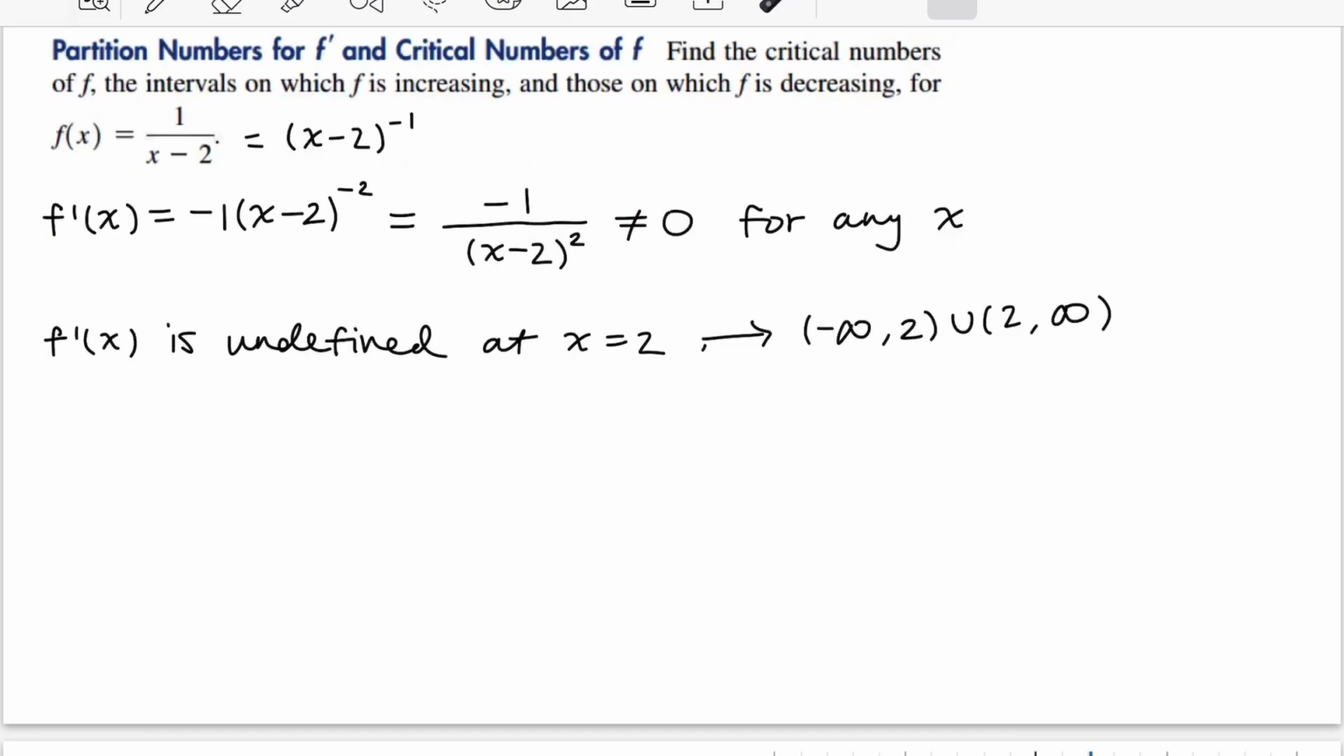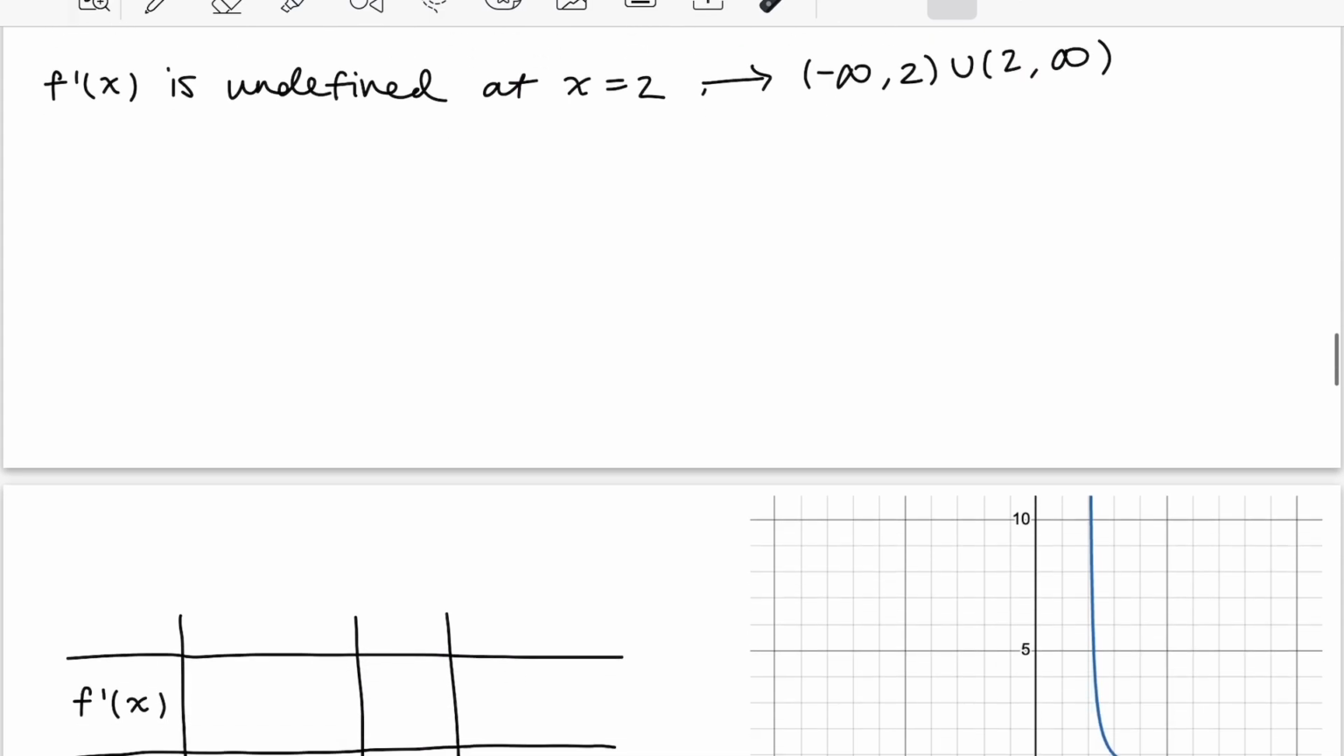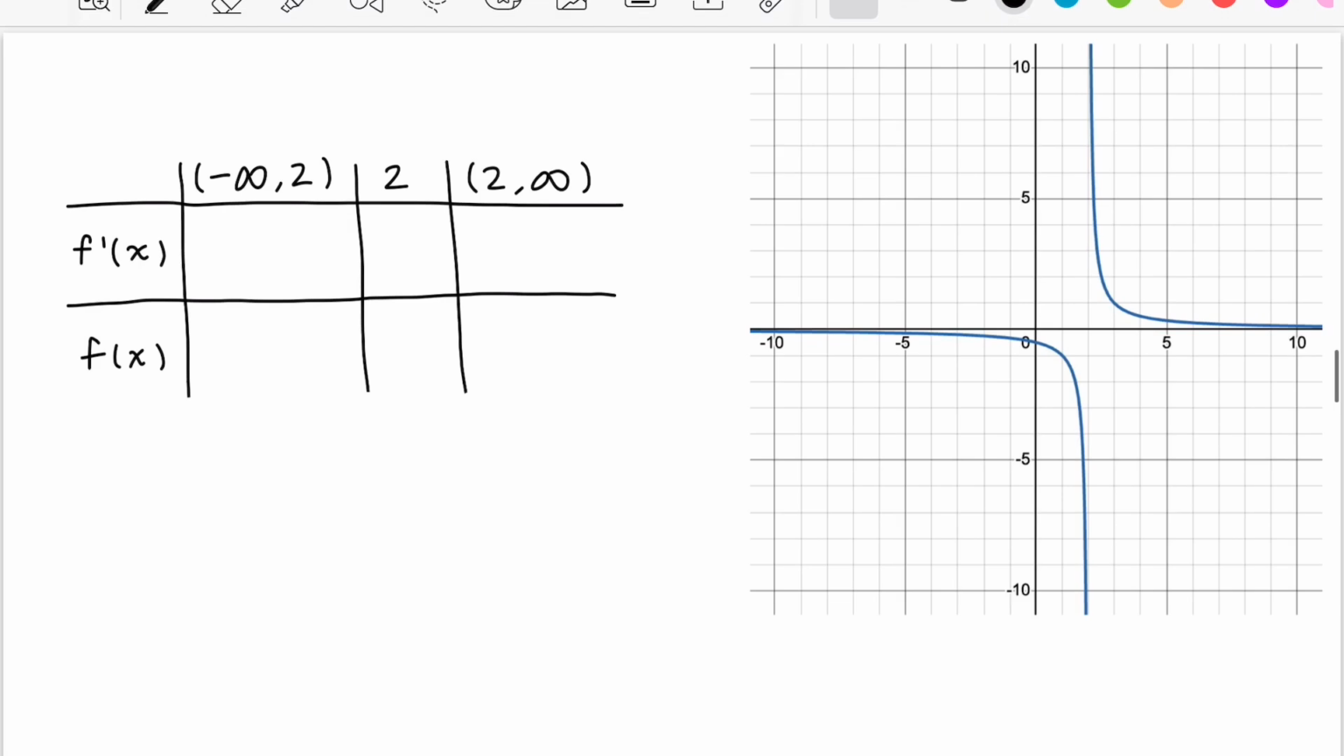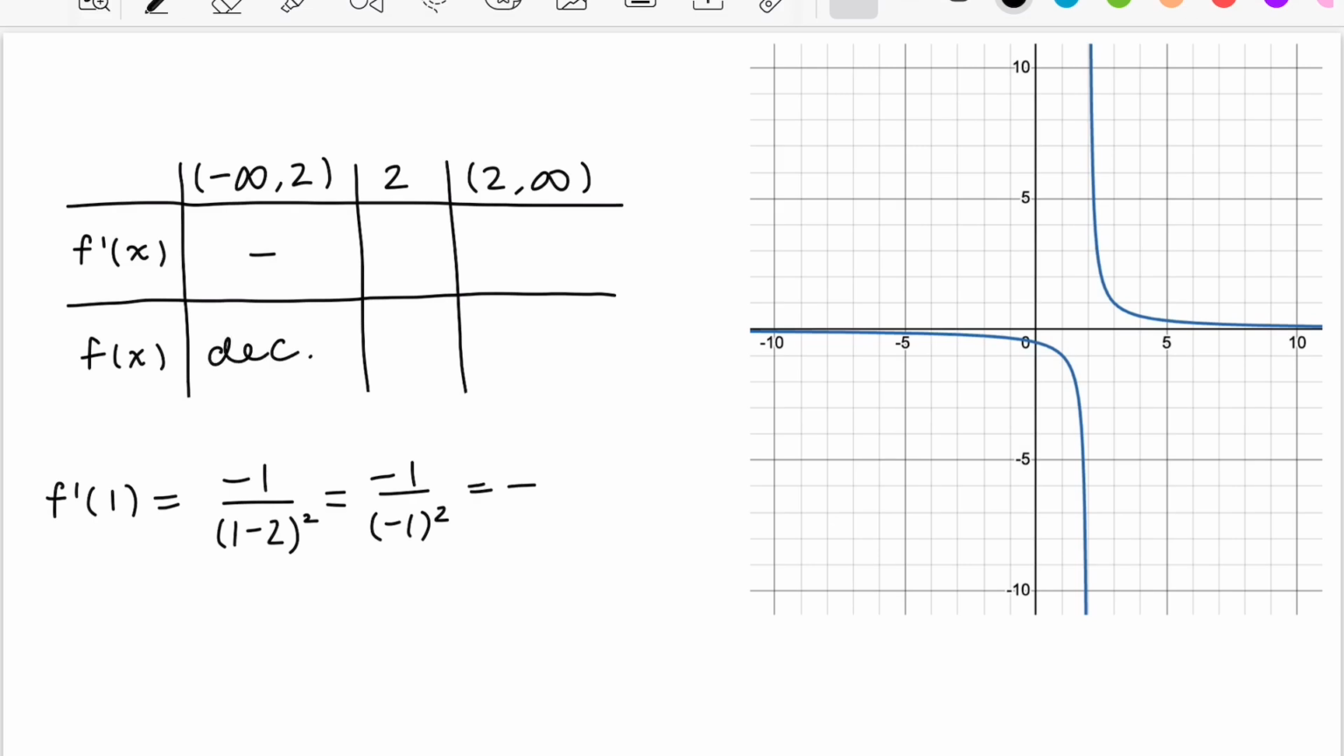So we want to determine the sign of f prime of x in these intervals. So we're going to construct our sign chart. We're going to pick test numbers in these two intervals and see what the sign of f prime of x is. So I'll pick 1, which is in this interval. So I'll get -1 over 1 minus 2 squared, just plugging it into our derivative. So we get -1 over -1 squared. So we'll get a negative here. So this tells me since f prime of x is negative, our function is going to be decreasing.